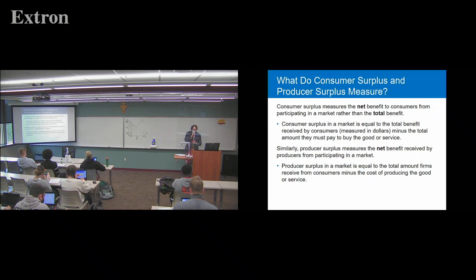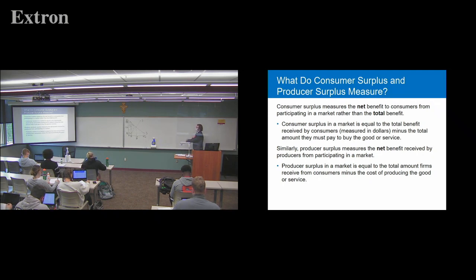Okay, so consumer surplus, like I said, measures the net benefit to consumers from participating in the market. It's the net benefit, not the total benefit. So it's equal to the total benefit received by consumers, so $85, $84, all these people along the demand curve, that's their total benefit, and then minus the total amount they have to pay, so it's $35. So that's why it ends up being just this area, not this whole area under the demand curve. So rather than being total benefit, it's the total benefit minus the cost. So that ends up being the net benefit.